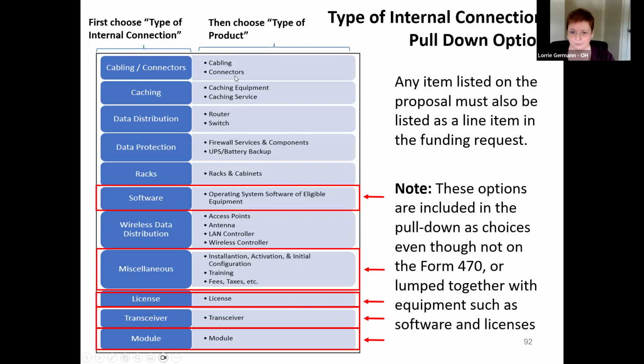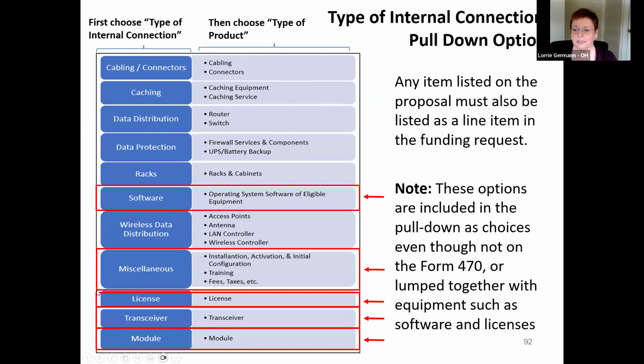All right, any of those pieces and parts. If you're asking for a caching server, is it equipment or service? All right, data distribution: let's say you're asking for a switch, you first have to click on data distribution, then you can choose between router or switch.